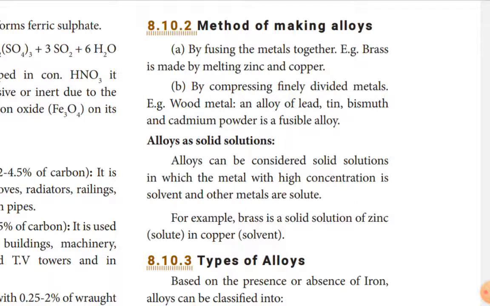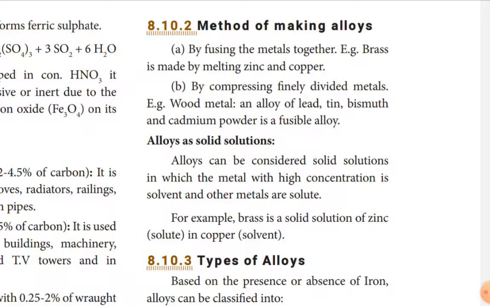And the next method of making alloy is compressing the metals with one another. Finely divided metals are compressed by applying more pressure to get a new product. For example, wood metal. Wood metal is prepared using an alloy of lead, tin, bismuth, and cadmium powder, and is also a fusible alloy. So these are the types of making alloys.